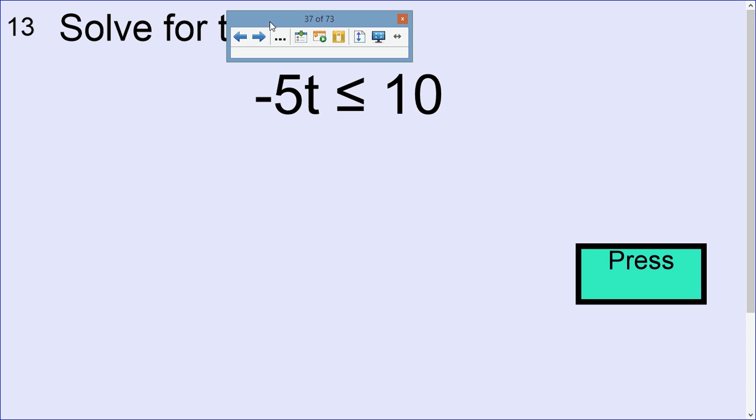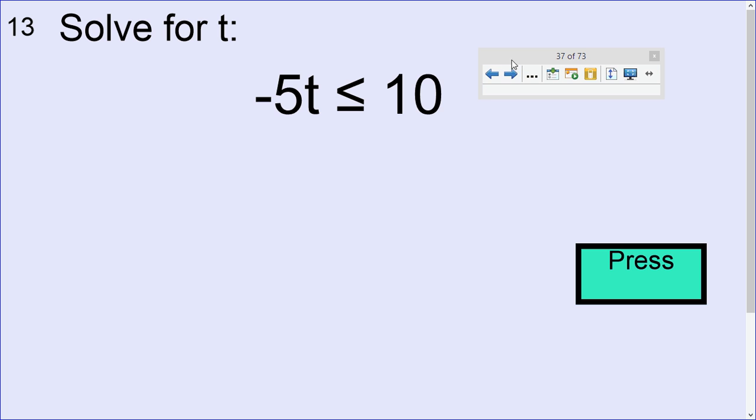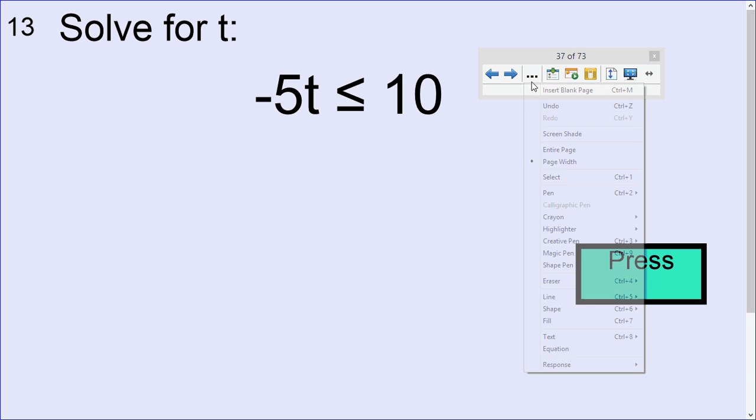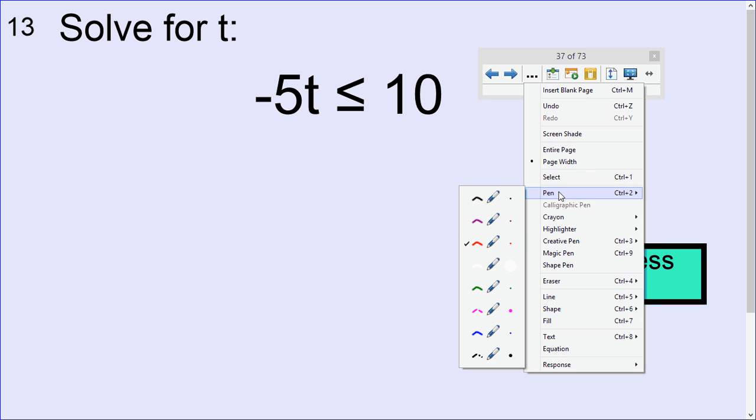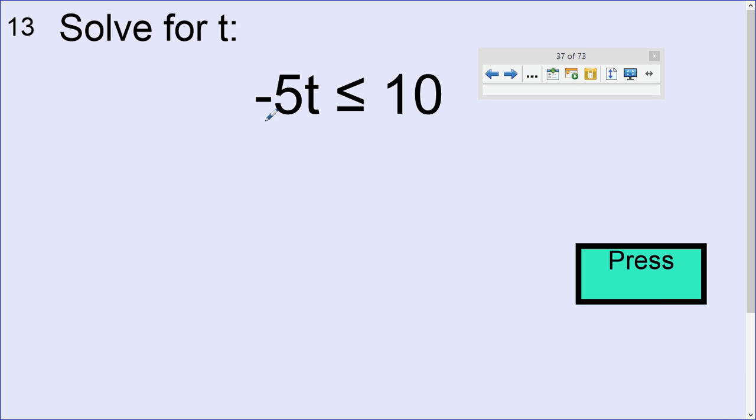So here's a problem for you to solve for t. -5t less than or equal to 10. I'm sorry, -5t less than or equal to 10. So take a second. Okay. You would divide both sides by -5. So if you divide it by -5, you're doing so far so good. You remember the other video because you want the -5s to cancel out.